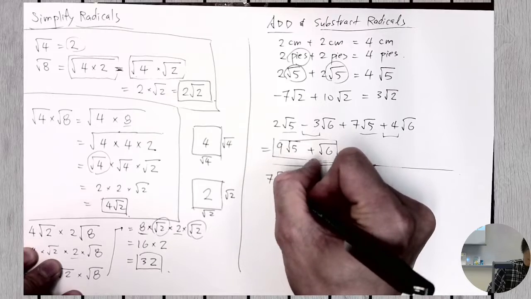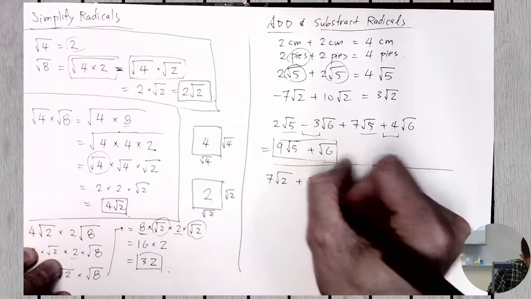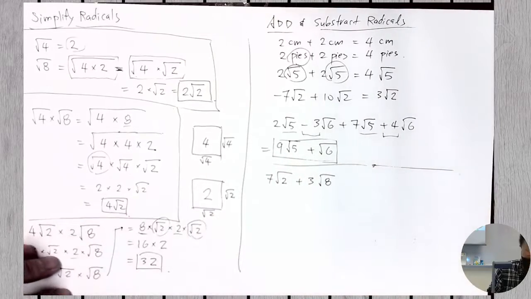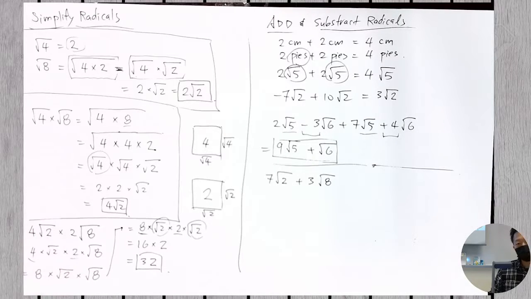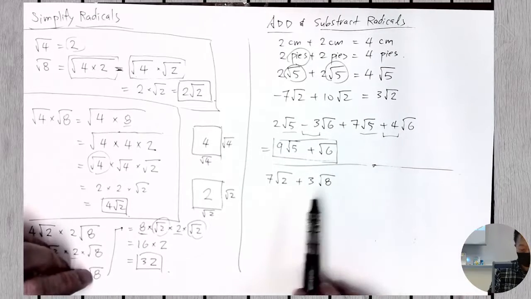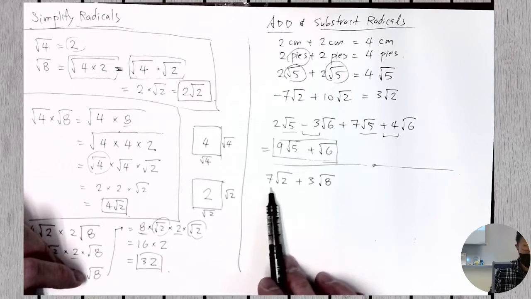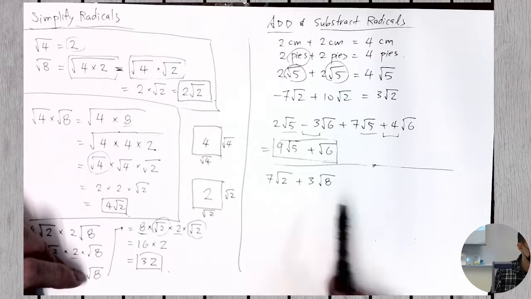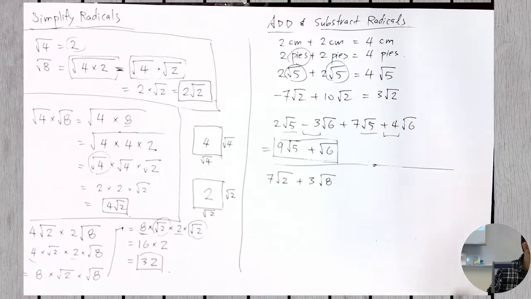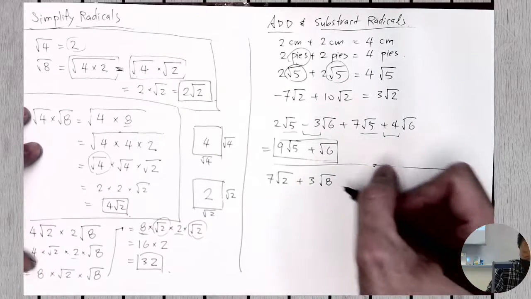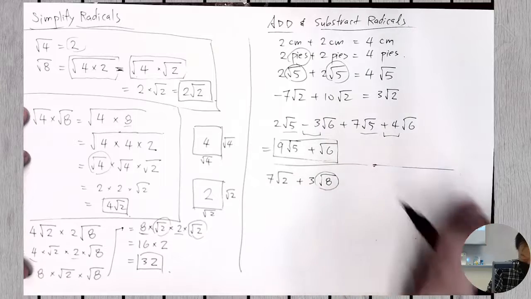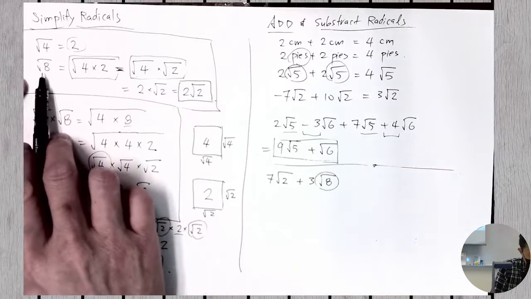Okay. Let me give you somewhat a curveball here. 7 square root 2 plus 3 square root 8. You might be prone to thinking that, oh, I have 7 oranges and 3 pineapples. I can't really add them. No, that's it. But remember that this square root 8 could be reduced, right?